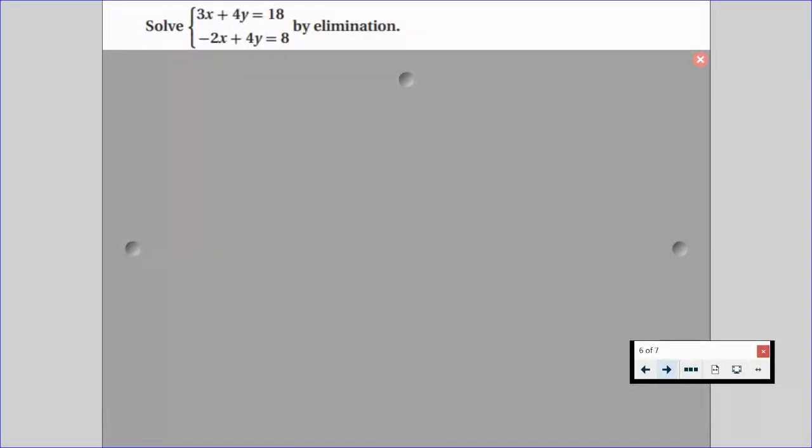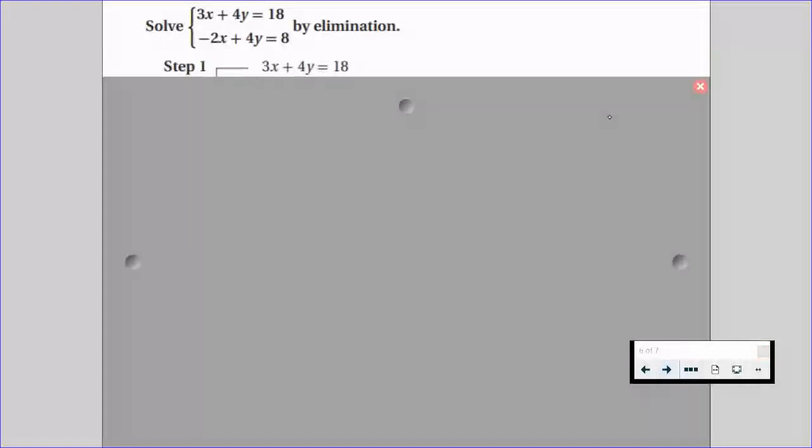In this example, we have the system. Again, feel free to pause whenever you need to. 3x plus 4y is equal to 18, and negative 2x plus 4y is equal to 8. One of the things that I noticed is that I said 4y twice, meaning that 4y is in both of the equations.